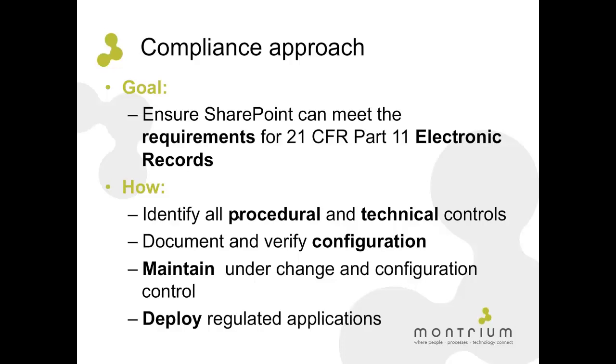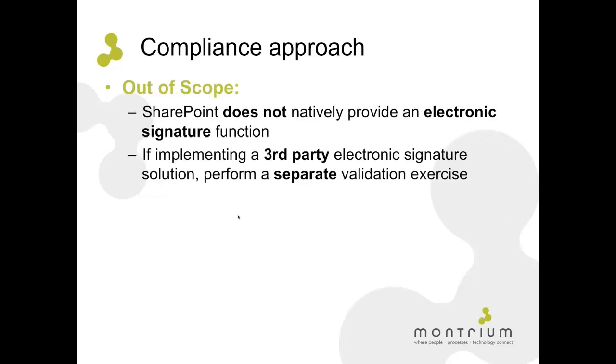The way we do this is, first of all, we need to identify all of the procedural and technical controls that the system requires to be able to manage records. We then document and verify the configuration of SharePoint and maintain everything under change control and configuration control. And once we've got all of that in place, we then deploy our regulated applications on top. We'll go into a little bit more detail in a moment on the actual detailed steps of how to get through this. Currently, unless you're introducing a third-party electronic signature solution, 21 CFR Part 11 electronic signatures would be out of scope because SharePoint doesn't have that as a feature natively.